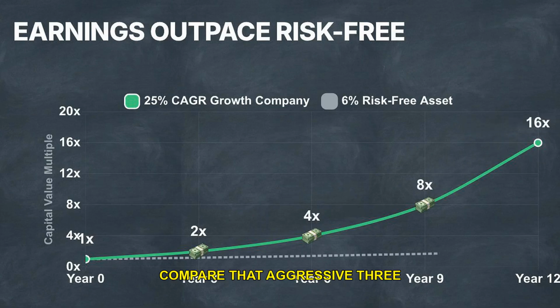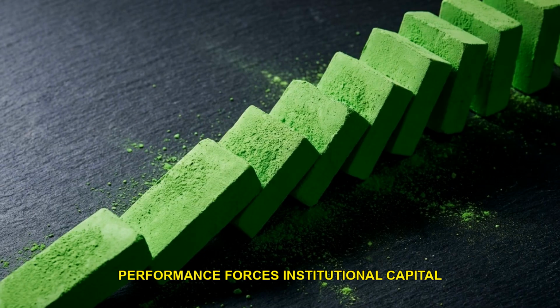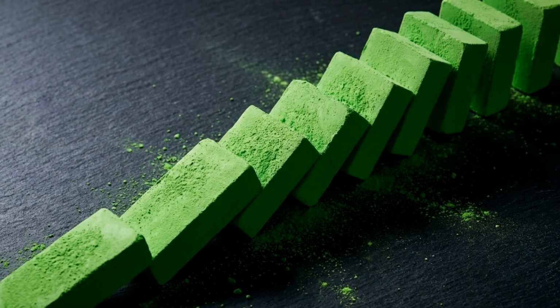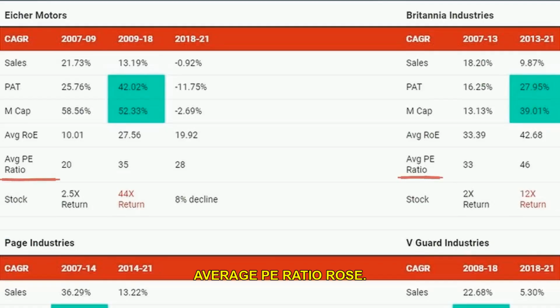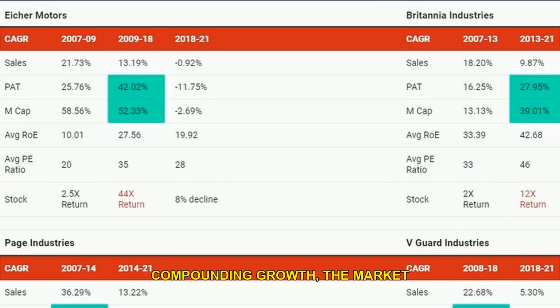Compare that aggressive 3-year doubling timeline against a standard risk-free market instrument, which might take 12 long years to double your initial capital. This massive divergence in performance forces institutional capital to aggressively flood into the high-growth stock. Look back at the average PE ratio rows. As institutional money chases compounding growth, the market pays a premium, driving the valuation multiple upward.